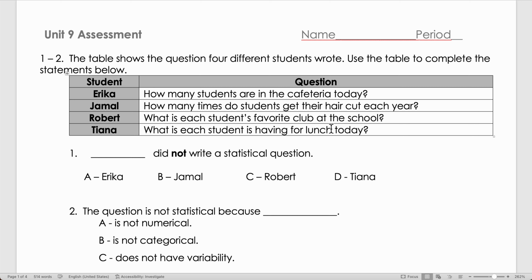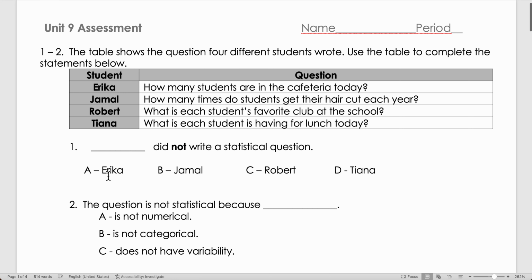Tiana, what is each student having for lunch today? Again, Tiana could go in that lunchroom and ask a lot of students that question. And again, it's not a forced answer choice. The question is open-ended. Students could say a host of different things. So the only student who did not write a statistical question is Erica. So number 1 is going to be A.